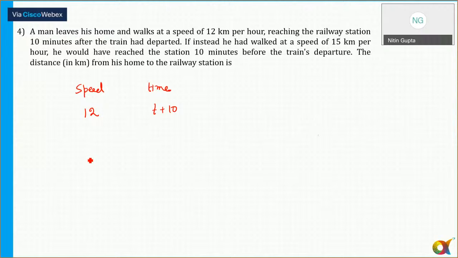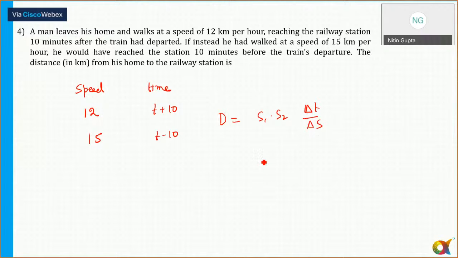If instead he had walked at a speed of 15 kilometers per hour, he would have reached the station 10 minutes before. He will reach 10 minutes early, so t minus 10. What is the distance? Now, there are a lot of methods. In the class, I have discussed around 4 to 5 different approaches for solving such questions. Since I need to find the distance, and the distance is constant, it is equal to S1 into S2 into change in time upon change in speed.